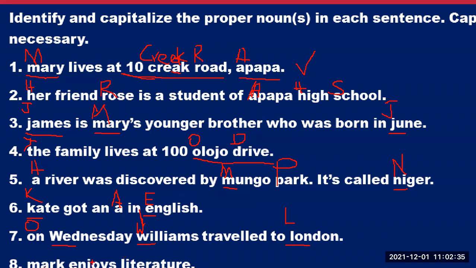Question number 8. Mark enjoys literature. Mark is the name of a particular person, so Mark has to begin with capital letter M. Besides, it begins the sentence, so it needs a capital letter. Enjoys literature. Then literature is the name of a subject, so it needs to be capitalized. So these 8 questions are the ones we have been able to solve.